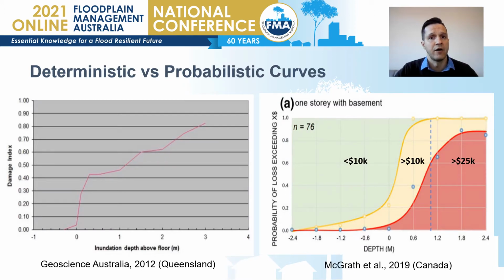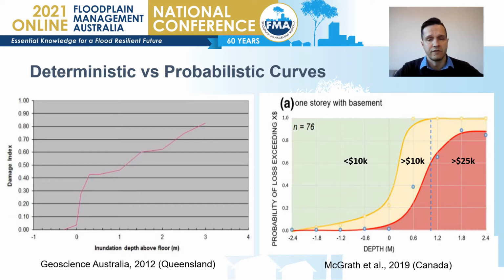Depending on how the damage is expressed, stage damage curves can be deterministic or probabilistic. Deterministic curves, like the one shown on the left here, provide a definite damage level for any given depth. While this is straightforward and easy to use, the curve only shows the estimated mean damage to that type of building and does not acknowledge the inherent variability of a building damage response to flooding. That is, similar buildings affected by, say, 1 meter of depth will likely incur different damage levels.